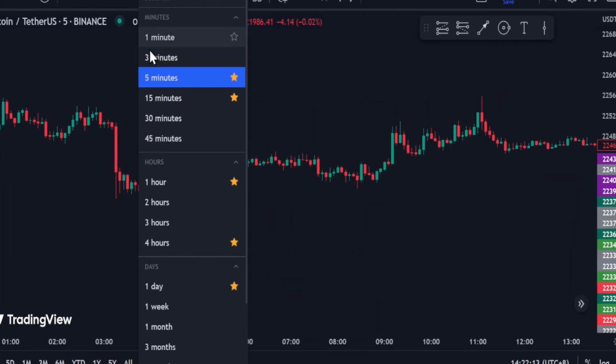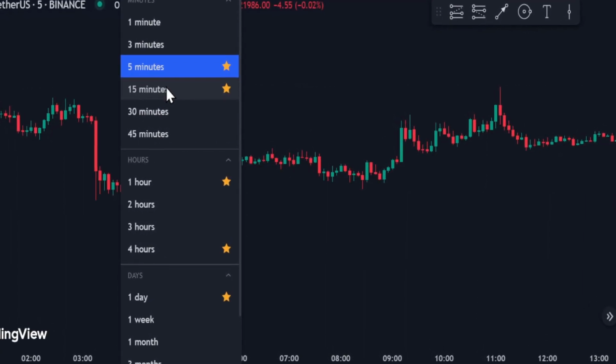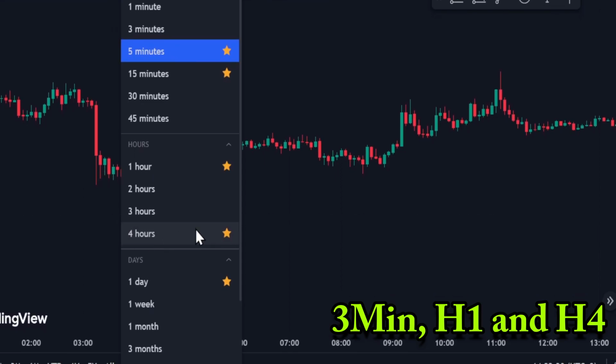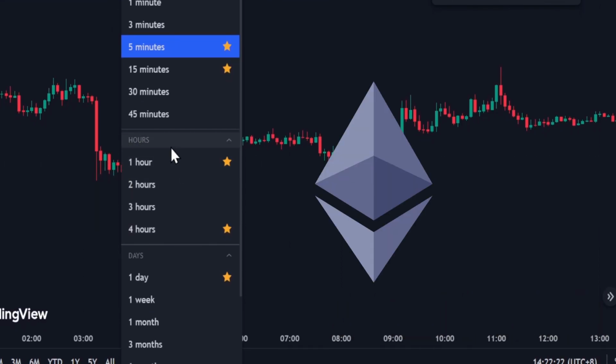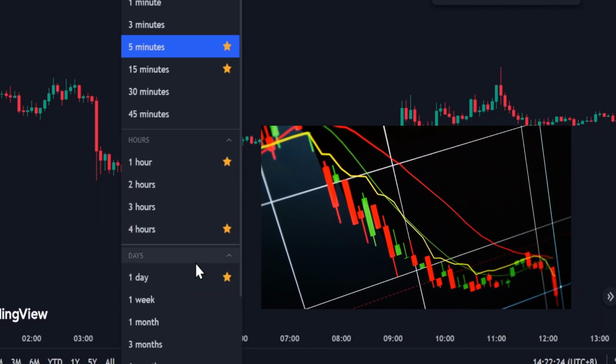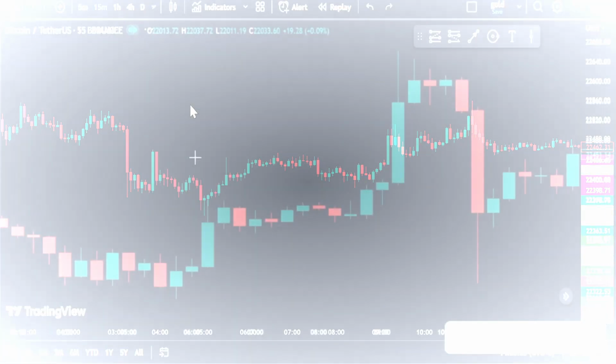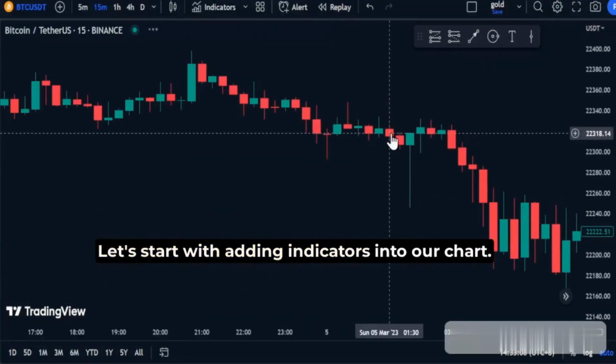The scalping strategy is best used for 15 minute, but it can be used for other time frames such as 3 minute, 1 hour, and H4. 1 hour is best used for crypto, while daily is best used for stocks. Let's start with the 15 minute chart. Let's start with adding indicators into our chart.